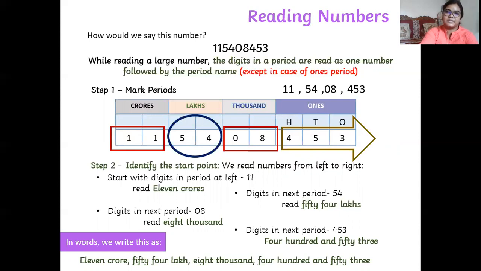I hope this is clear. The main point to remember is that you will group them first of all, and grouping you will start from the right hand side consisting of 3 digits belonging to the ones period, followed by thousands, lakhs and crores with 2 places each. This is how you are going to read or name any large numbers.